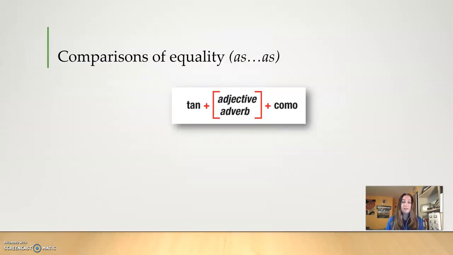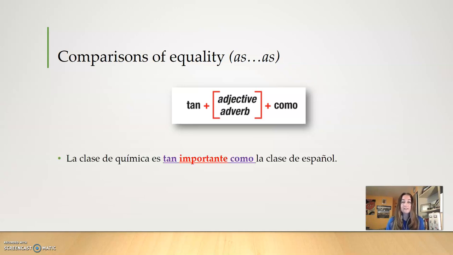Okay, we are ready to move on to comparaciones de igualdad, comparisons of equality. In English, to make comparisons of equality, we use as, something, as adjective as adverb as. En español, tan adjetivo como o tan adverbio como. Por ejemplo, la clase de química es tan importante como la clase de español. Tan importante como. Tan adjetivo como.